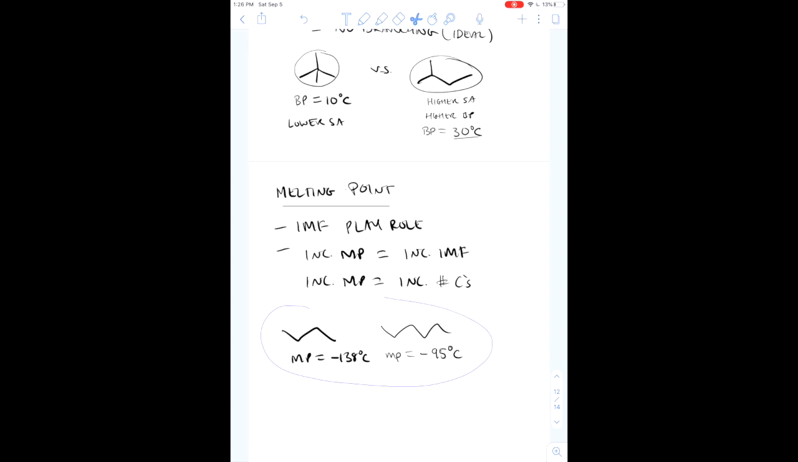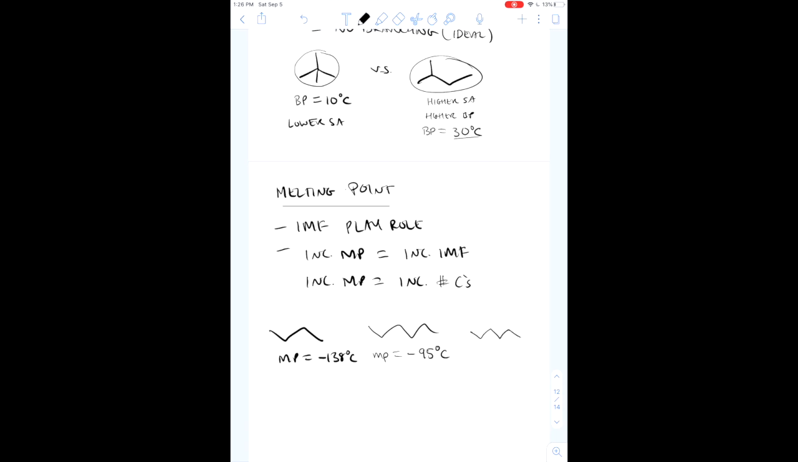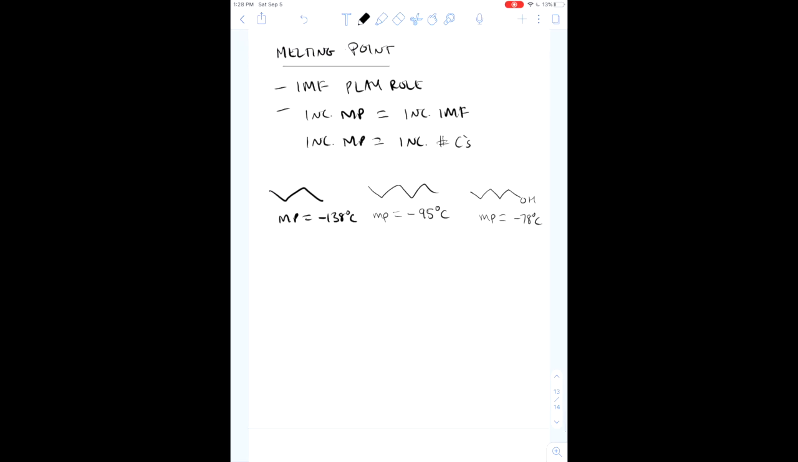And then, just as our common example as above for the boiling point, we also had pentanol in there. So 1, 2, 3, 4, 5 with the OH there. The melting point for this one was minus 78 degrees Celsius. And again, that's because it has this polar functionality that allows for stronger intermolecular forces. Okay, so in that sense, its melting point is very similar to the boiling point.